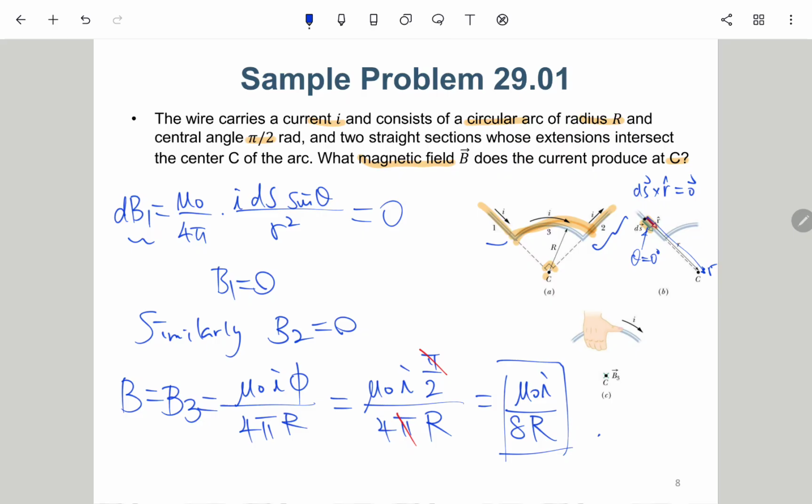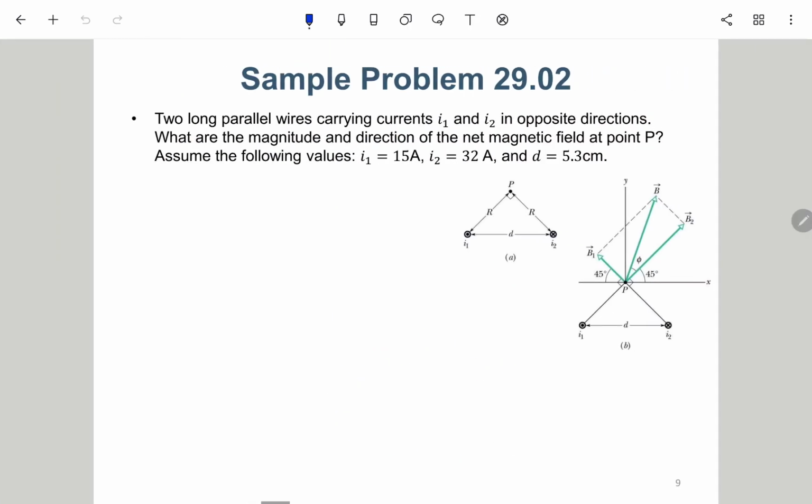Okay, so this is a quick, simple question to make you familiar with the Biot-Savart law and also the derived equation. Here is the second one. It says two long parallel wires carry currents I1, I2 in opposite directions. What are the magnitude and the direction of the net B field at point P?